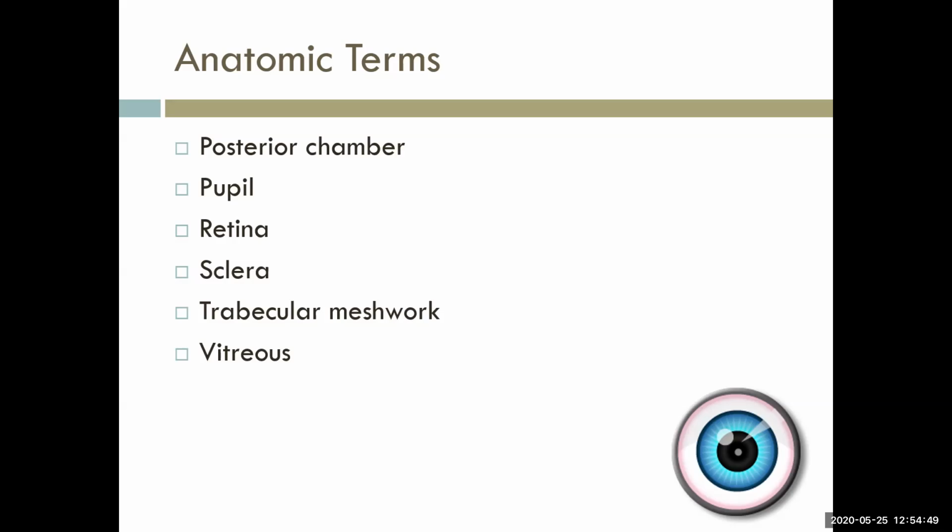The sclera is that white, tough, fibrous outer coat extending from the cornea to the optic nerve. Trabecular meshwork is mesh-like structure in the anterior chamber that filters the aqueous humor as it flows into the venous sinus. And then vitreous is a jelly-like mass filling the inner chamber between the lens and retina that gives bulk to the eye.